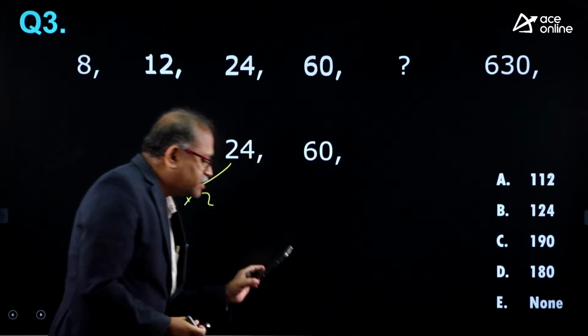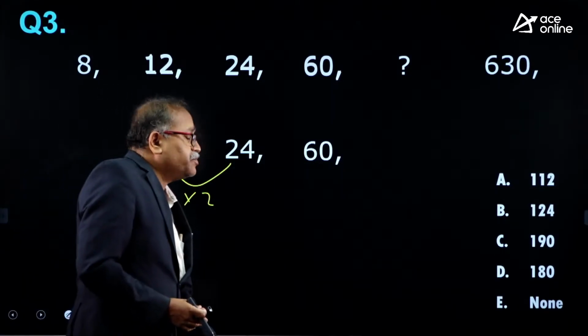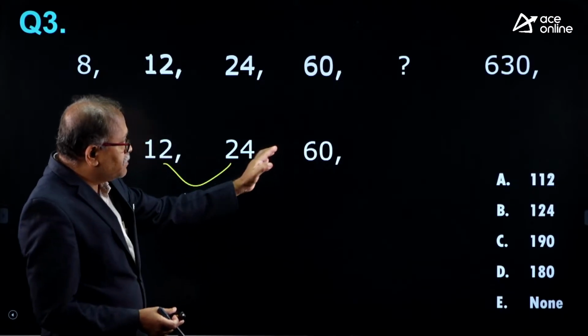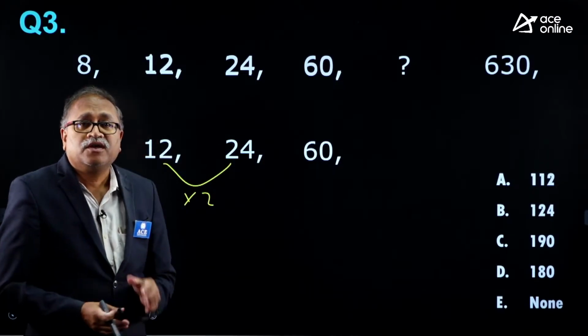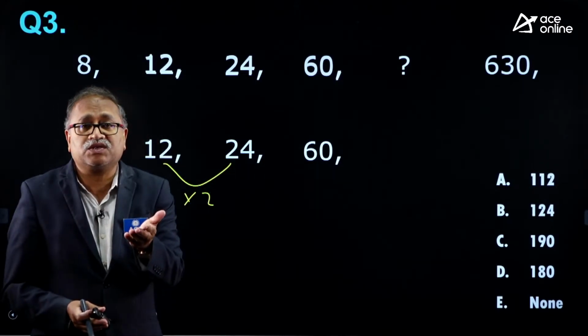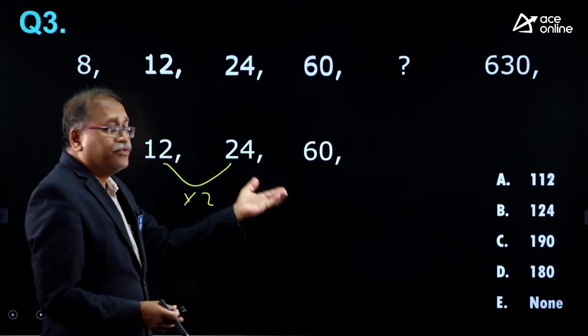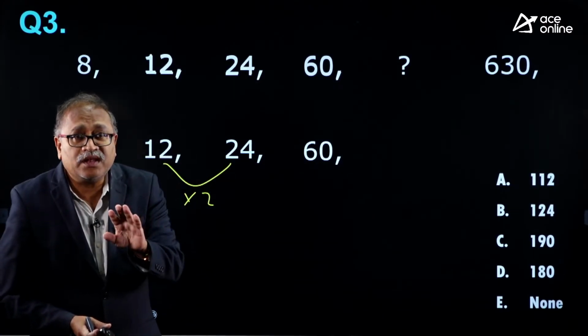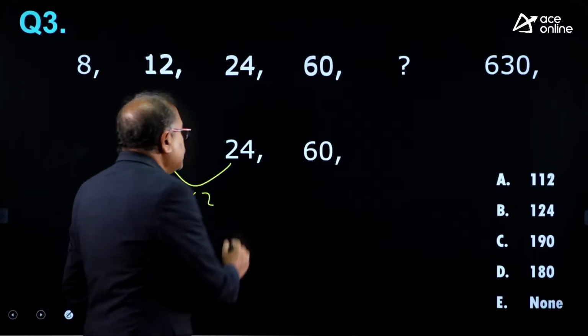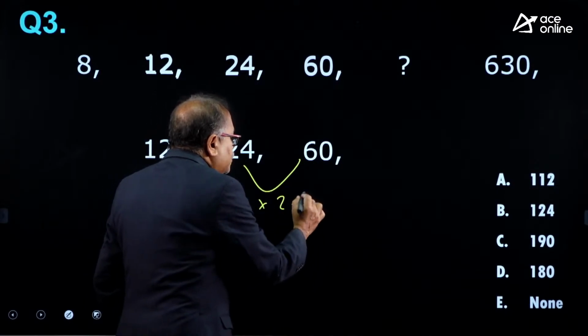Yes, my dear friends, I notice that it is into 2, but is it multiplication from here to here? I know that 24 into 2 is 48 and the half of 24 is 12. 48 plus 12 is 60. So, I notice that it is into 2.5.